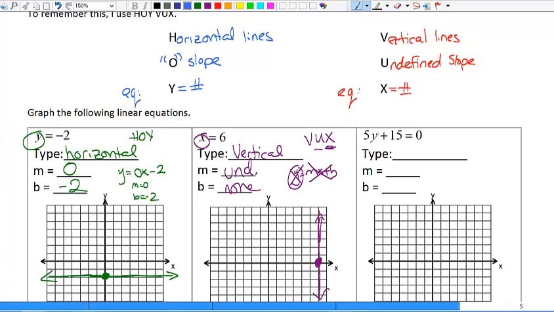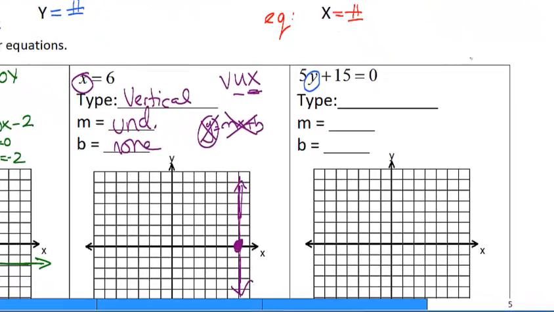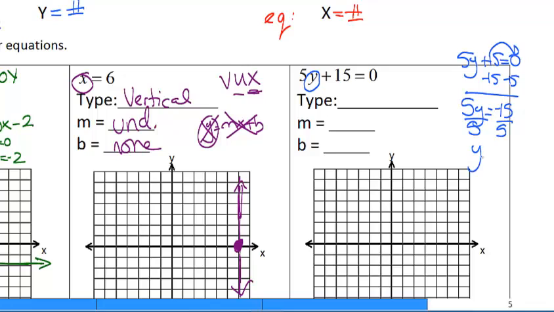Now this one's a little bit tricky. Even though you only have one variable, it's not like equals a number. So what you need to do is spend a little bit of time solving for y. So I'm going to subtract 15 on both sides, or use transposition and just move it over. If you move it over to the other side, it becomes negative. So that gives me y equals -3. So I'm going to rewrite this as y equals -3.